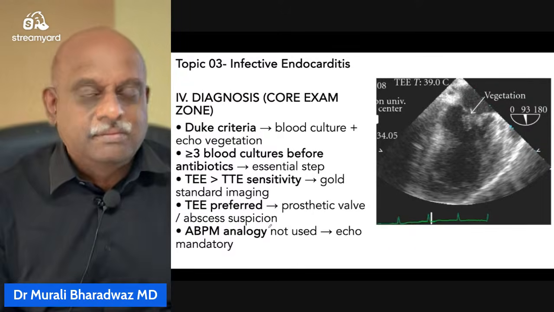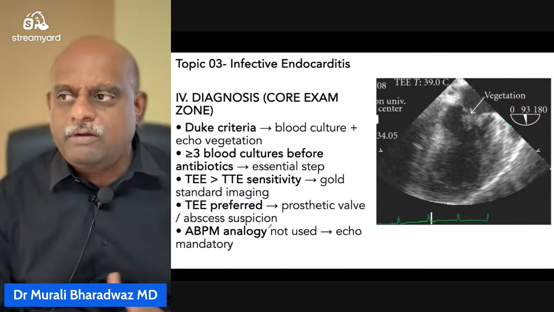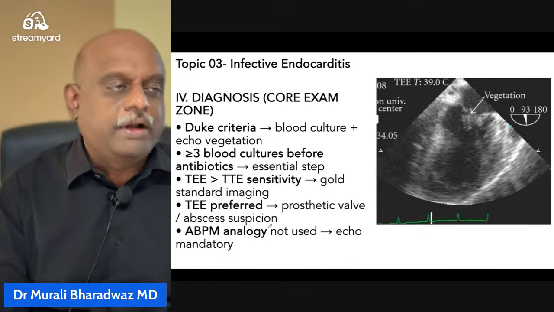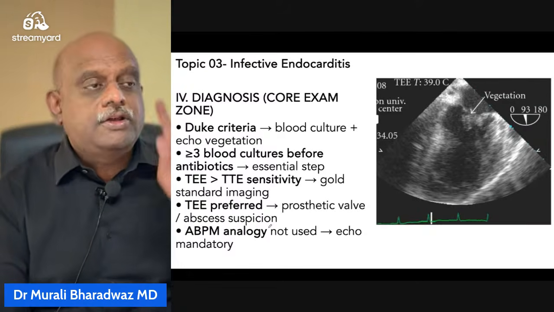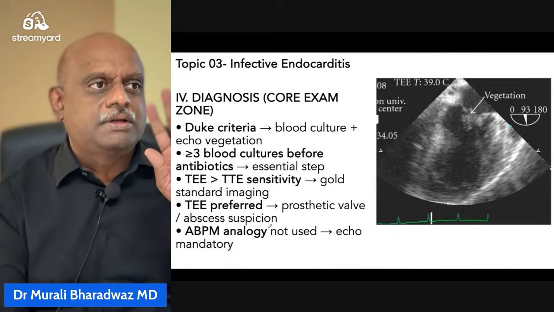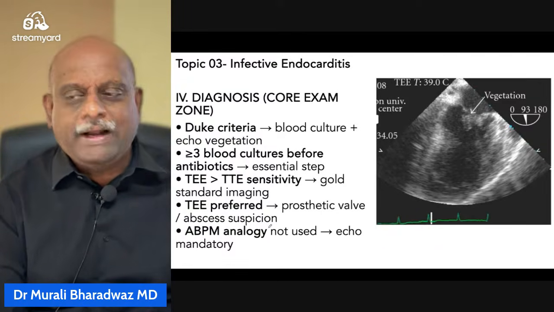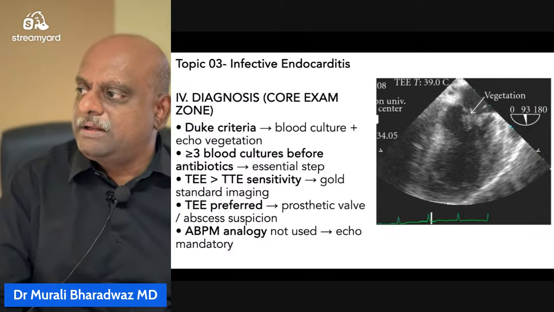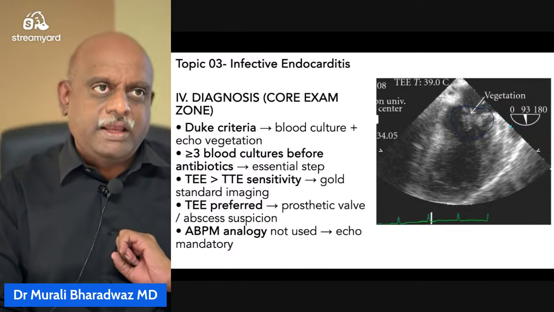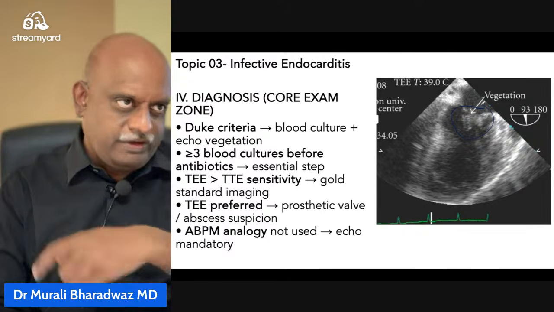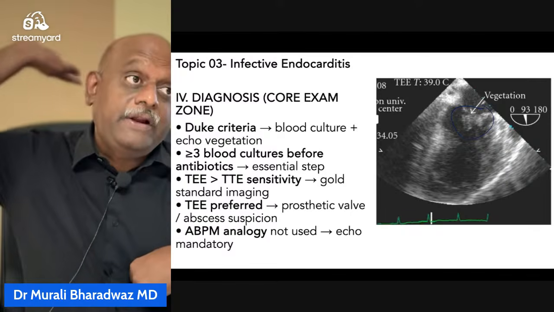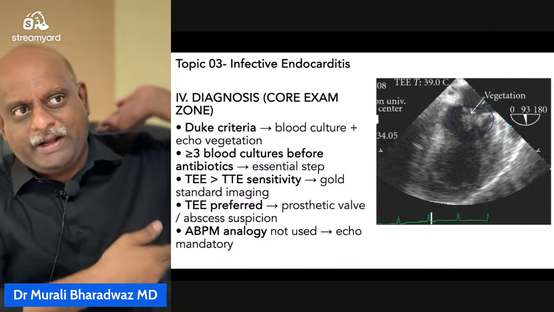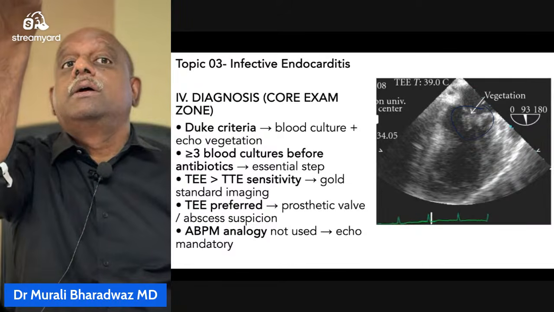Now, Duke's criteria. The blood culture being positive along with the 2D echo showing the vegetation is a part of Duke criteria. And it is more than 3 blood cultures without giving antibiotics. Before antibiotics is the essential thing. Then how do you find the valvular vegetation? One is you can do transthoracic echo, which is regular echo. Second, if it is there in the mitral valve, it is in the posterior chamber, left atrioventricular. There you have to put an endoscope.